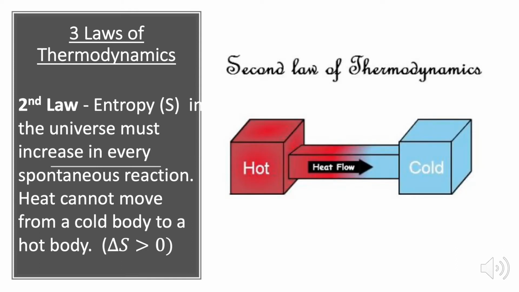The second law of thermodynamics is entropy, which is disorder. So, disorder in the universe must increase in every spontaneous reaction. Heat cannot move from a cold body to a hot body. So, the second law of thermodynamics says that heat always goes from hot to cold, not from cold to hot. All right, and that's the key point. You're going to unpack this law next year in Physics 1.